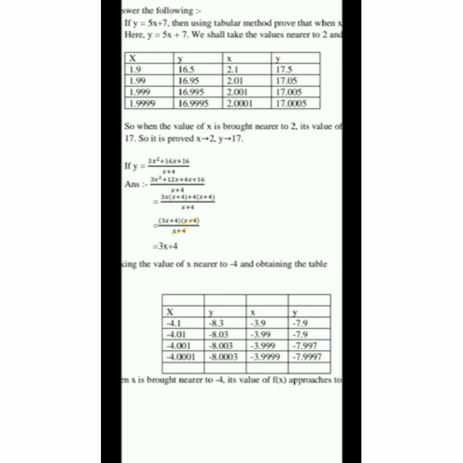So it is very clear from the table that when the value of x is brought very near to 2, either by decreasing it or by increasing it, then when x tends to 2, y tends to 17, because we got 16.995 and 17.005. So in that way we solve the first sum.